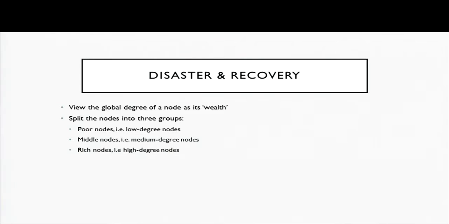So let me quickly get into the disaster and recovery model. We're going to view the global degree of a node as its wealth, and we're going to break it up into 3 groups. We have poor nodes, which are low degree nodes, middle nodes, which are medium degree nodes, and rich nodes, which are high degree nodes. So the disaster model here is we're going to kill all rich nodes. And by kill, I mean we just deactivate the nodes in the network, but they still remain in there.